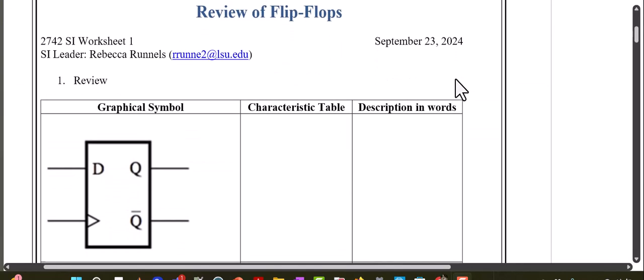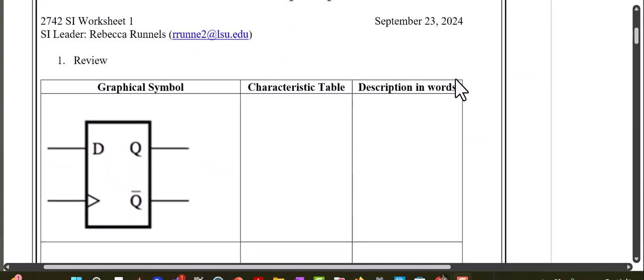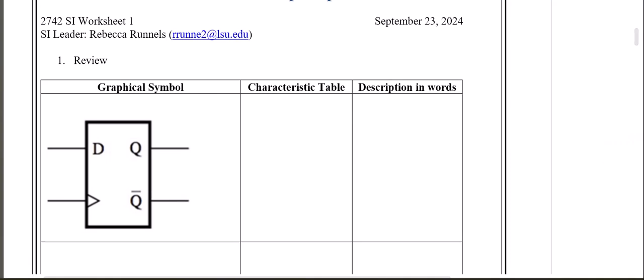Flip-flops, and we're going to talk about how they work and what the point of them is. So we're going to start with a D flip-flop, and we know it's a flip-flop because of this little triangle symbol tells us it's a flip-flop and not a latch.